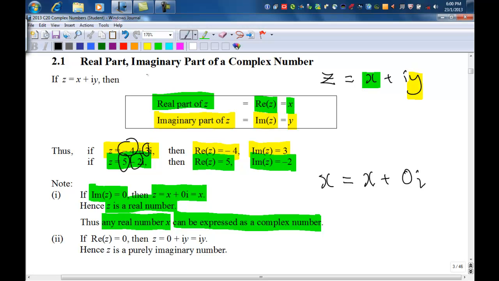Another special case is when the real part of Z is 0. When the real part of Z is 0, it means that the x component is 0, and we write Z as Z equals 0 plus iy. In this case, Z is a purely imaginary number.